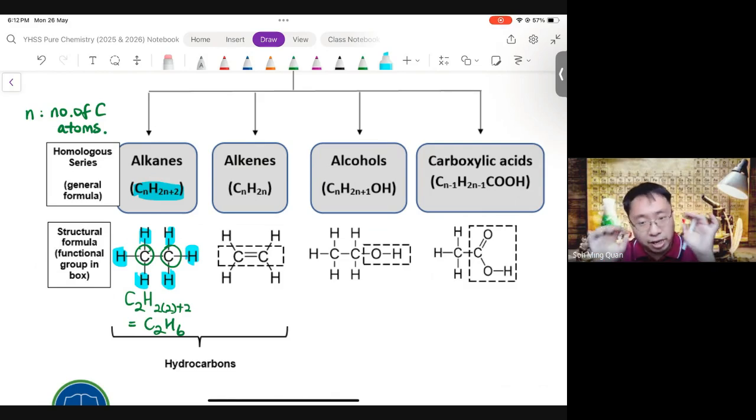So that's C2H6. So you can see the next one, alkene, CnH2n. Different formula already. Alcohol, CnH2n+1OH. Finally, carboxylic acid, Cn-1H2n-1COOH. What on earth? Why will they be different? They are different in terms of general formula because different families have different bonds, different atoms inside them.